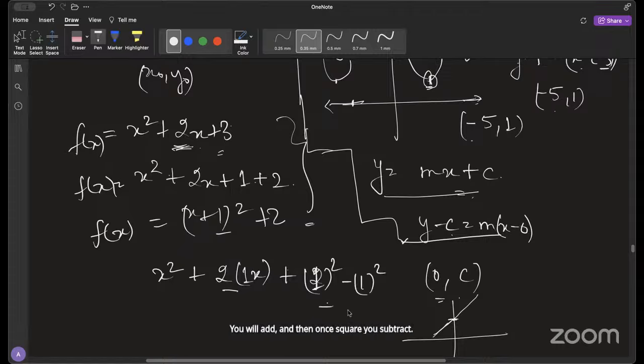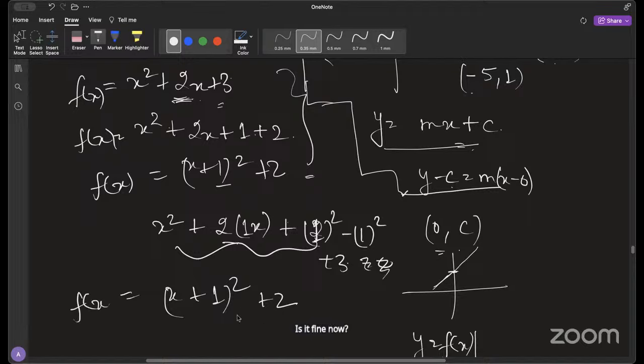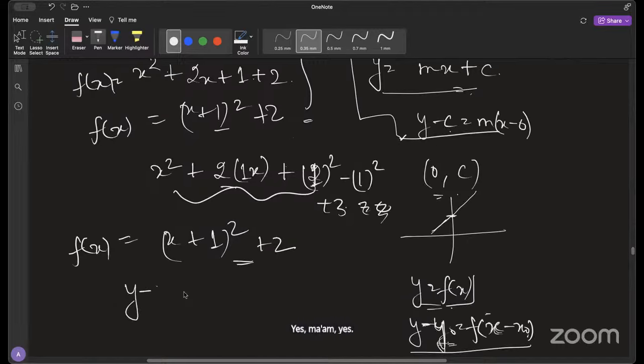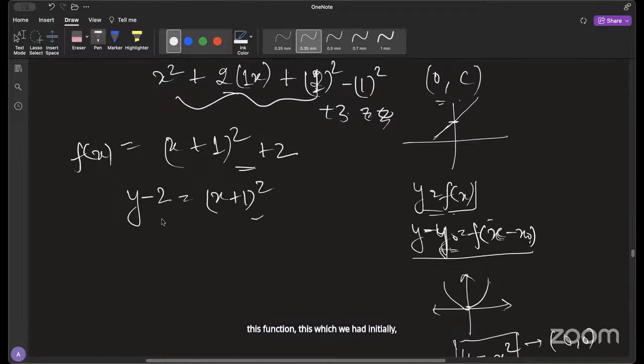Then you already had 3. So this is what this becomes. And then this is x plus 1 whole square, this entire thing, and this is minus 1 square plus 3, so it gives you 2. You've just done the completing the square, right? Nothing else. So from here you get y minus 2 equals x plus 1 whole square. This function, which we had initially, looks like this. So its vertex is at minus 1, comma 2.